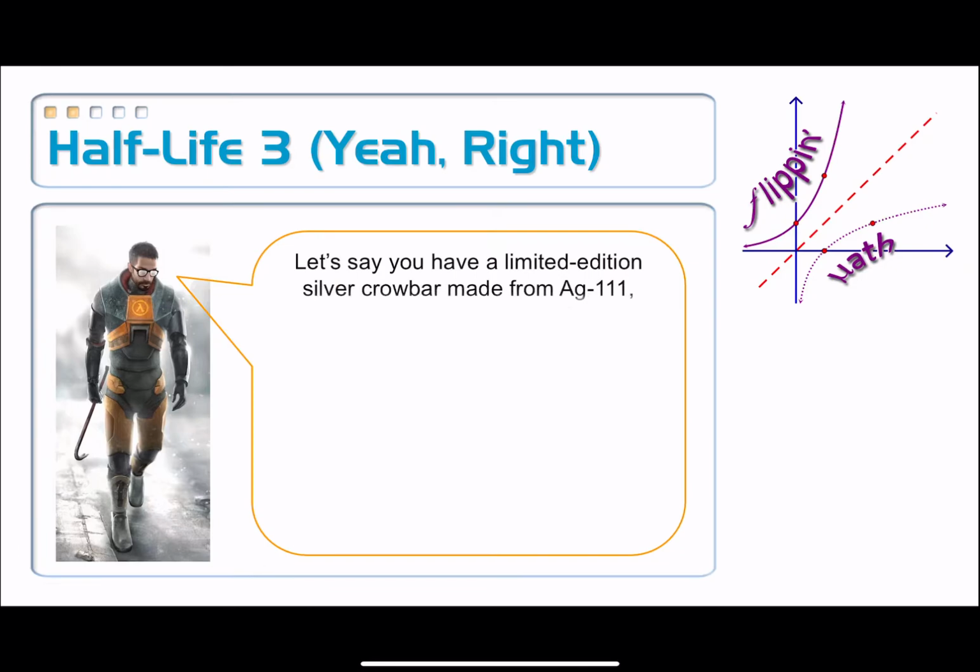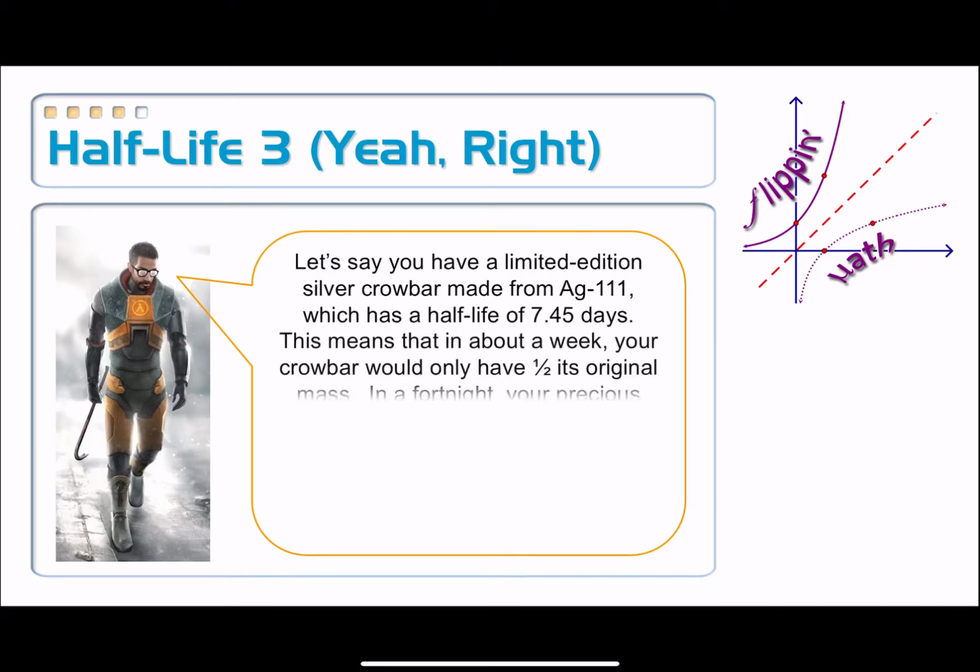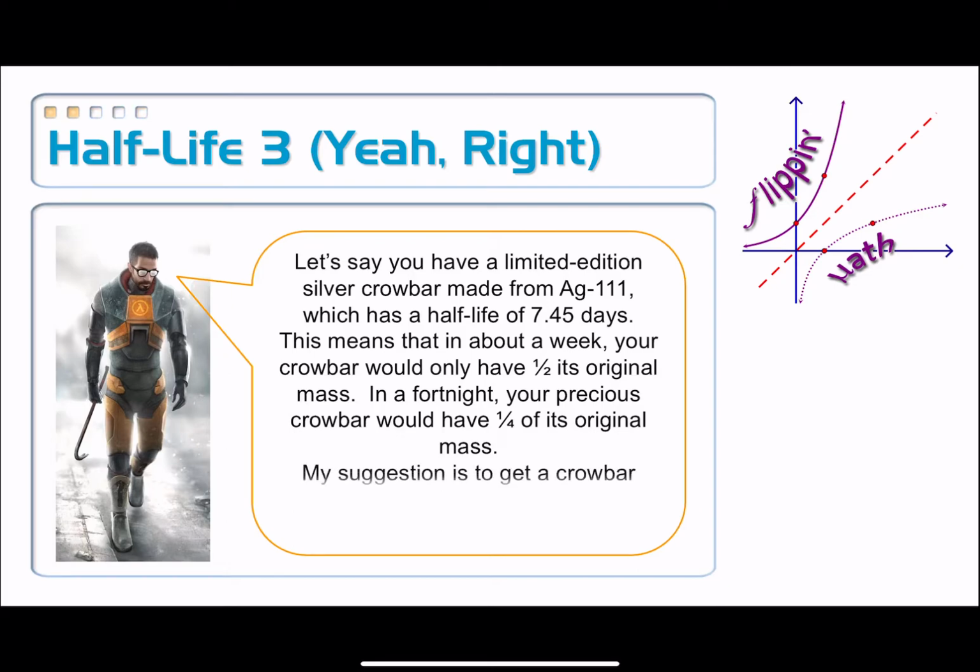Let's say you have a limited edition silver crowbar made from AG111, which has a half-life of 7.45 days. This means that in about a week, your crowbar would only have 1/2 its original mass. In a fortnight, your precious crowbar would have 1/4 of its original mass. My suggestion is to get a crowbar made from steel or titanium. Those will last a bit longer. Oh, wise words, Gordan. Wise words.